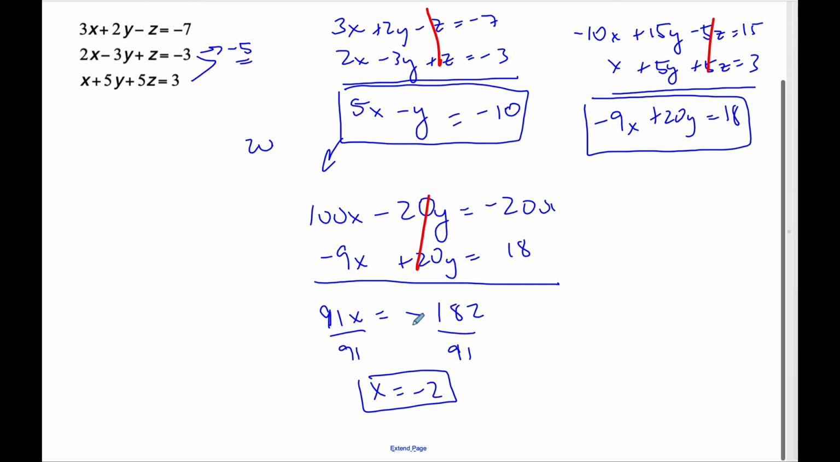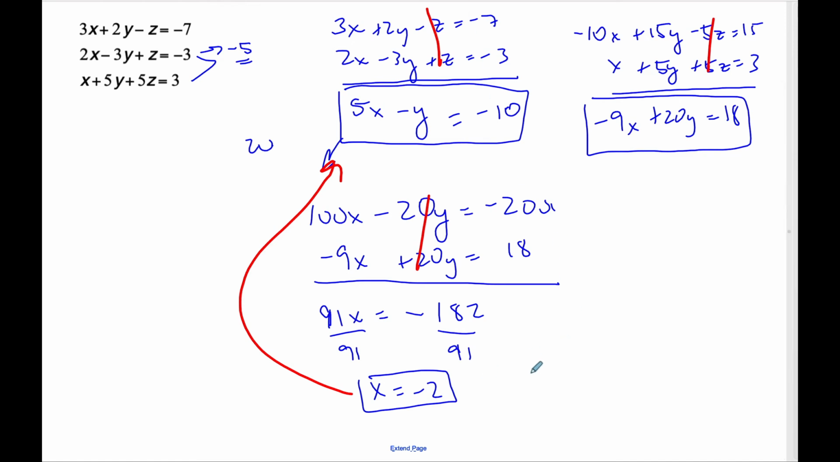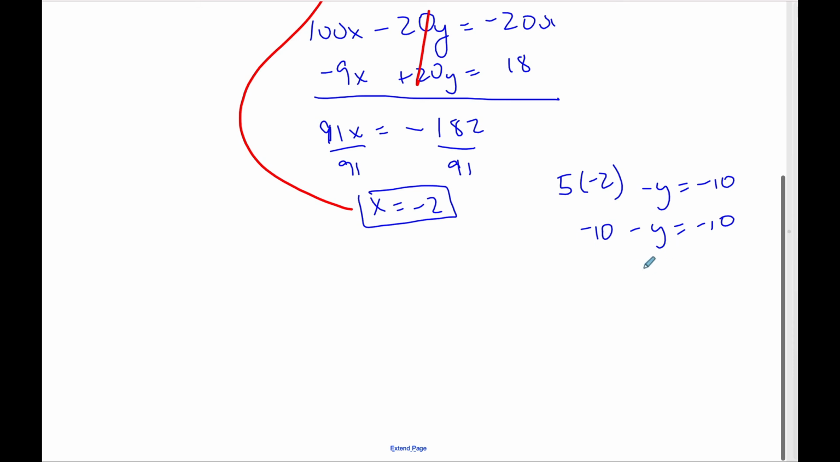Once I have negative 2, then I go to either of these equations, either one. This one looks like the numbers are smaller, so I'll use that one. And so I plug in my negative 2. So I get 5 times negative 2, subtract y is equal to negative 10. So I get negative 10 minus y is equal to negative 10. So add the y, I get negative y is equal to 0, and so y is 0.